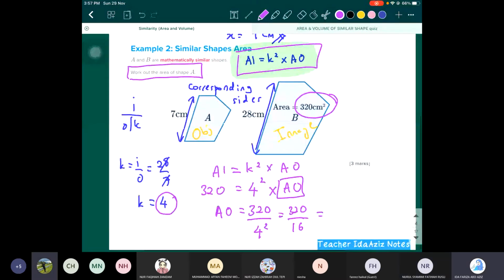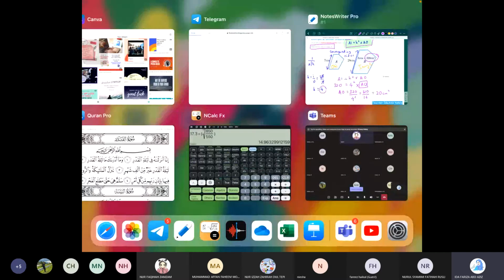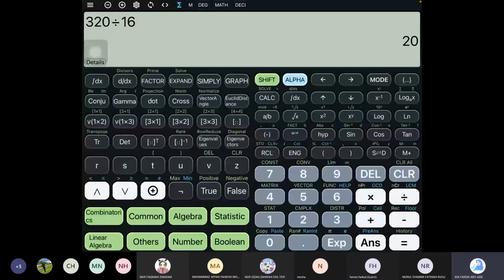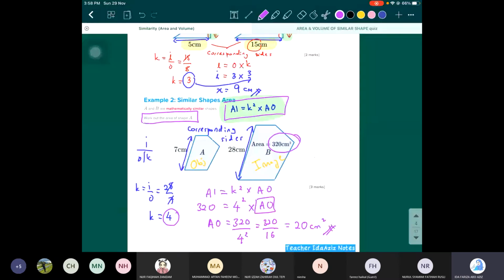20? Okay, so 20 centimeters square. I hope you are right. 320 divide 16. Yes, 20. My calculator said so as well. Yes, yeah. So, dapatlah jawapan area of shape A.